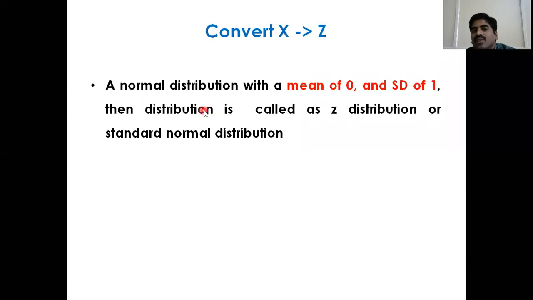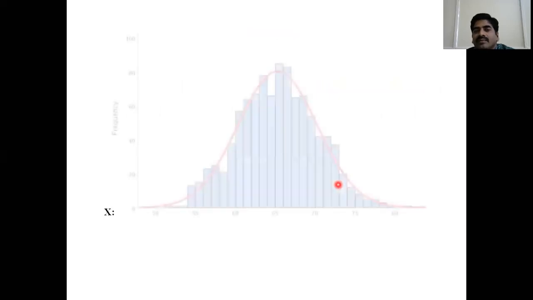A normal distribution with a mean of 0 and a standard deviation of 1 is called the Z distribution or standard normal distribution. So this is the transformation formula: Z equals x minus mu divided by sigma. Here mu means mean, sigma means standard deviation. I will explain with an example.